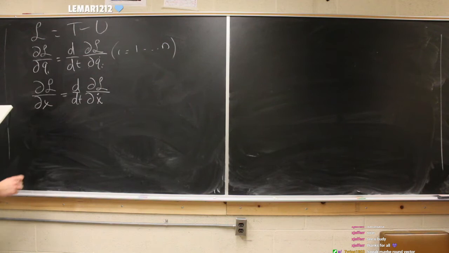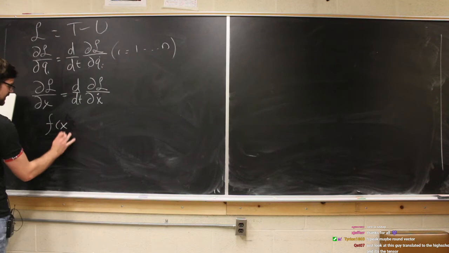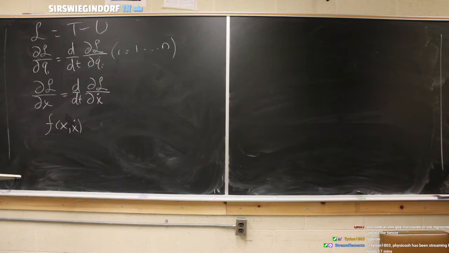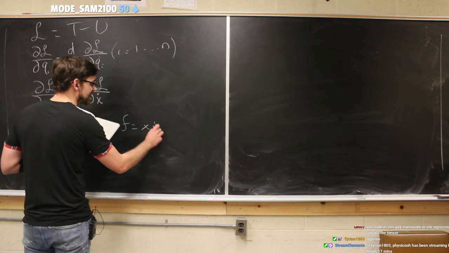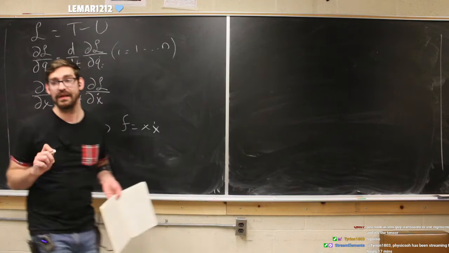Now we're going to say, what if we have some f, a function of x and x dot? An example of this might be f equal to x times x dot. This is going to show up soon because we're going to ask what if the potential has a velocity in it. If the potential has a velocity in it, things get a little bit hairier.